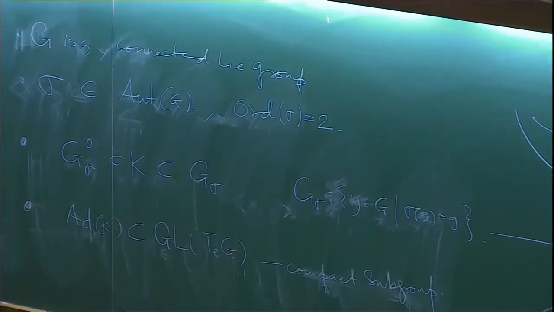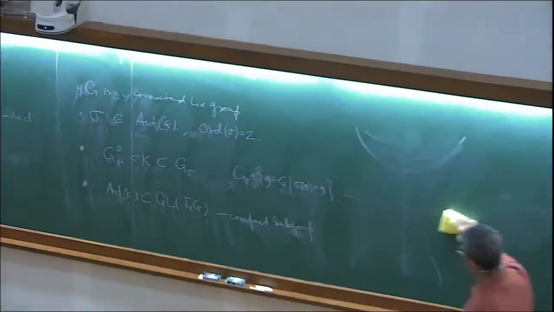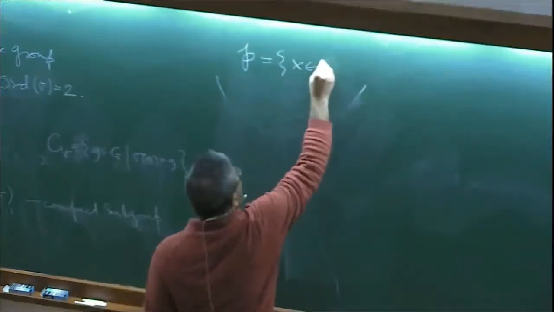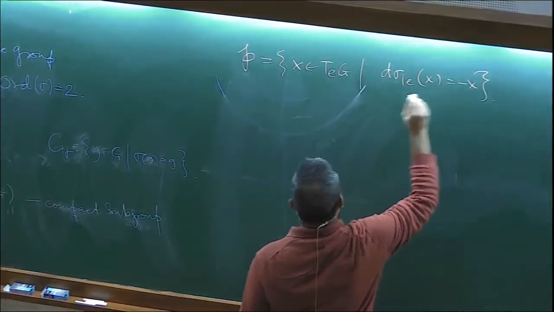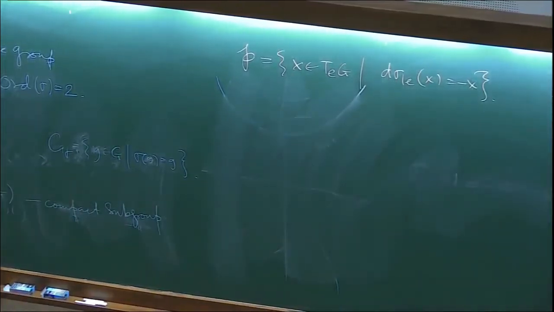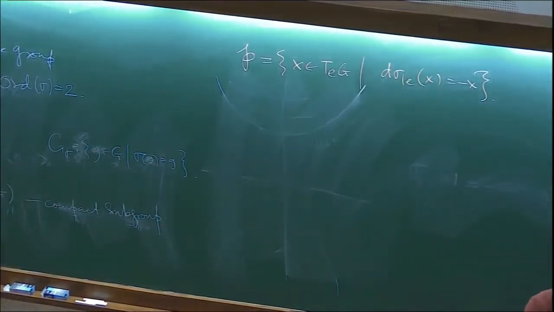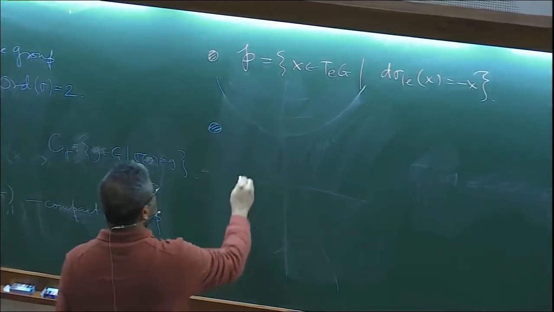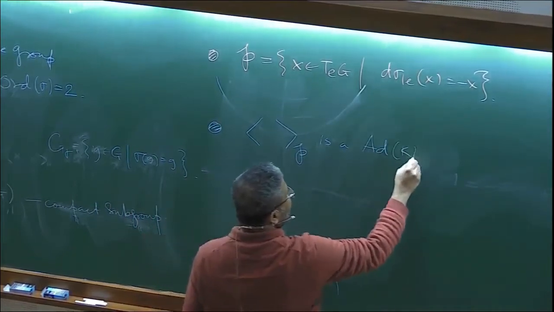And let me explain what P is. So P is X in T_eG, so that d sigma_e at X is minus X. So it's a subspace of the Lie algebra, which is the eigenspace, the -1 eigenspace corresponding to this order 2 automorphism of the Lie group. And this P is Ad K invariant.